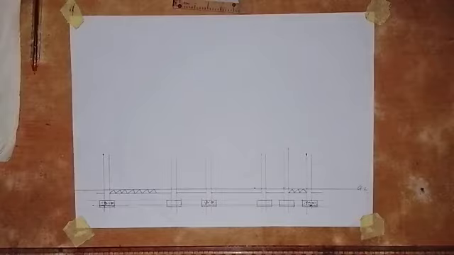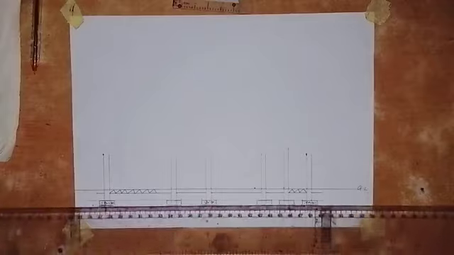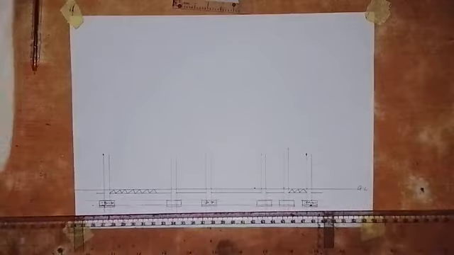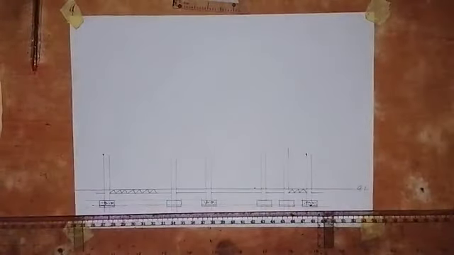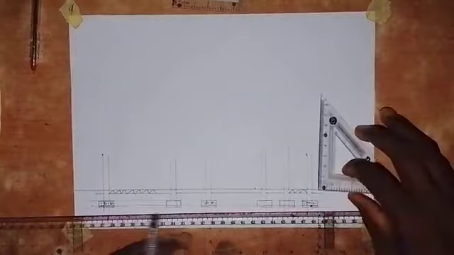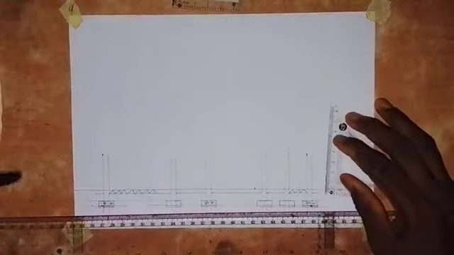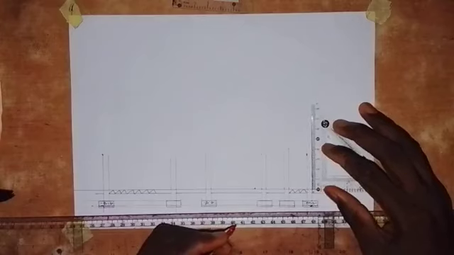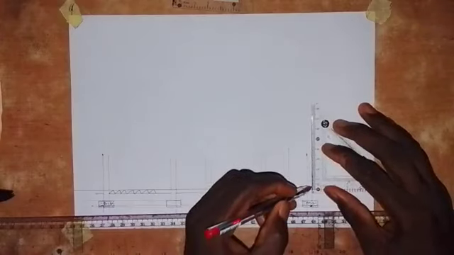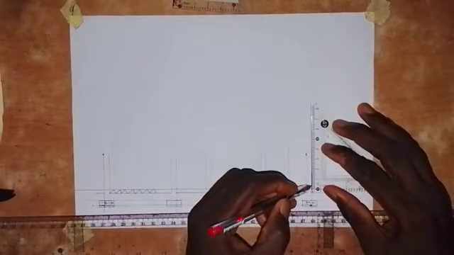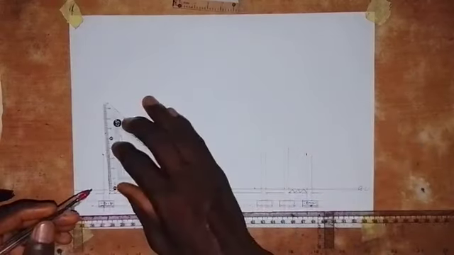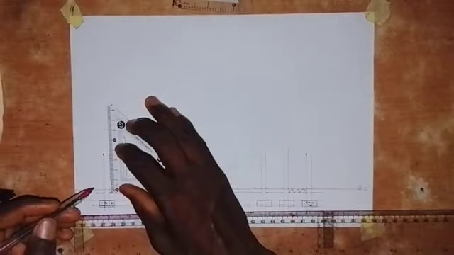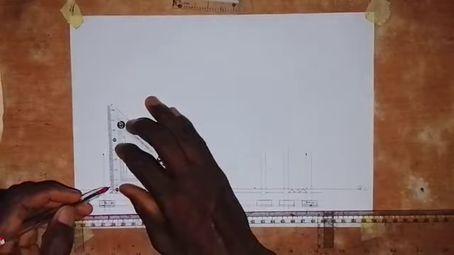Next is the concrete slab. We are told that the thickness is 150. We are going to place it above the hardcore. So we take a measurement of 3 millimeters from the ground level up. So this is 3 millimeters here, and here we have 3 millimeters. I will also take it here, 3 millimeters.